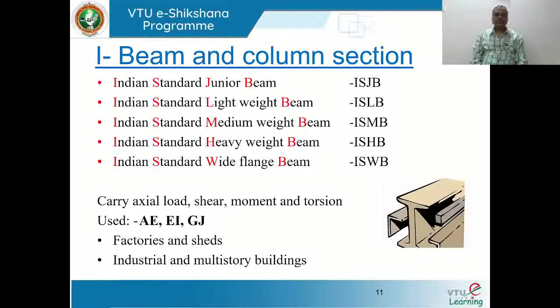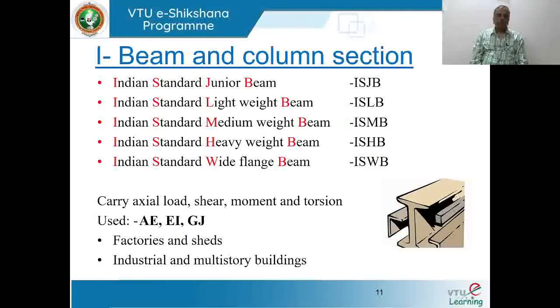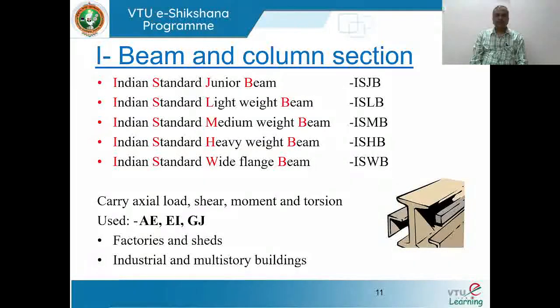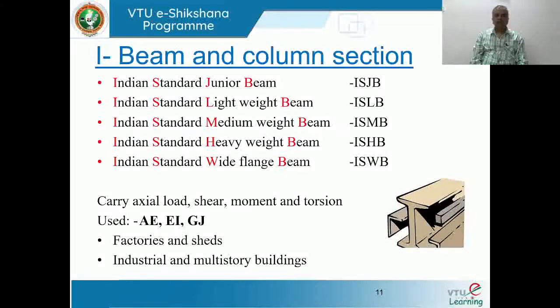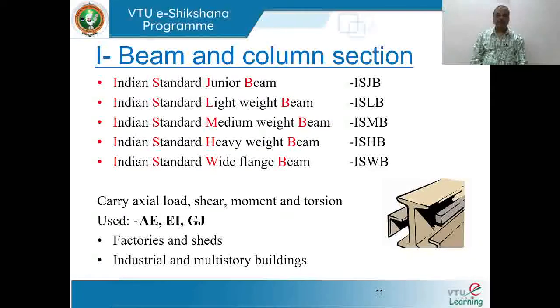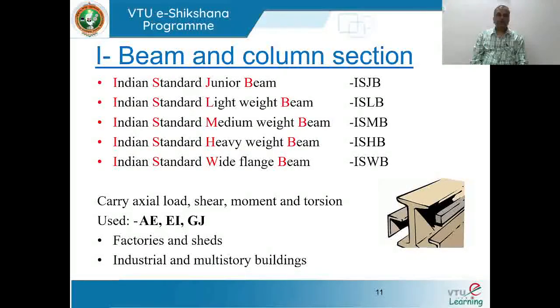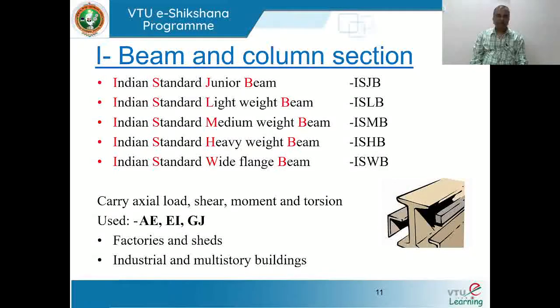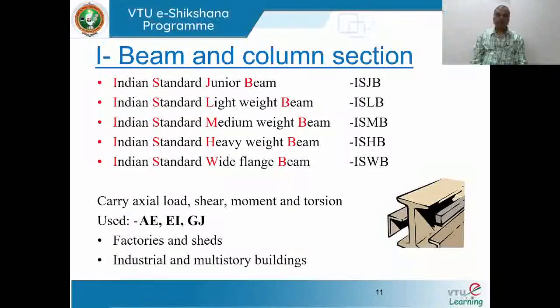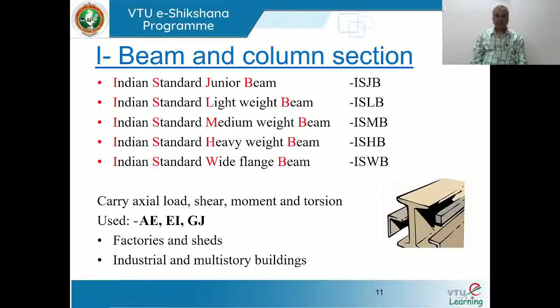As far as the resistance of the cross section with respect to axial load is concerned, we need to look for axial rigidity. The axial rigidity is represented as AE, where E is the property of the material, modulus of elasticity, the Young's modulus, where the cross-sectional area plays a role in resisting the axial load. If more axial load is to be resisted, we need to have more area, either the tensile load or the compressive load, depending on the situation.